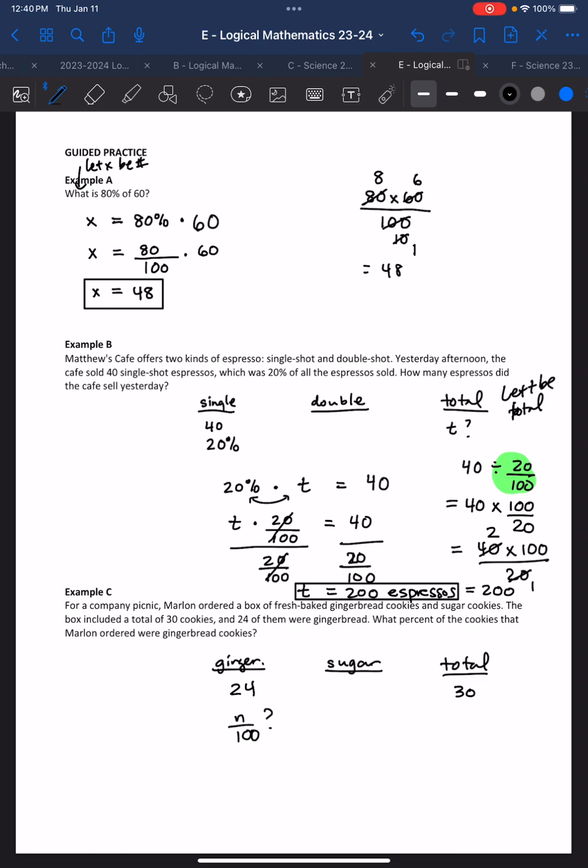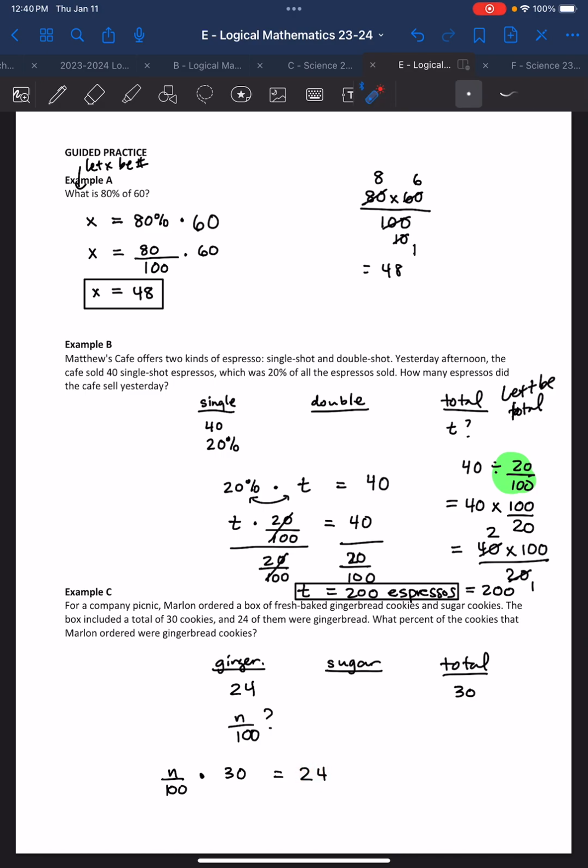What percent are cookies? So remember, when we're going to write this equation, it's going to be some percent times the total equals whatever percent goes with that label. So whatever number goes with that label, and in this case, it's 24. So we have n percent, n hundredths, times the total is 30. And now this gives me an expression for the number of gingerbread cookies. Therefore, this is equal to the number of gingerbread cookies, because 24 also gives me an expression for the number of gingerbread cookies.